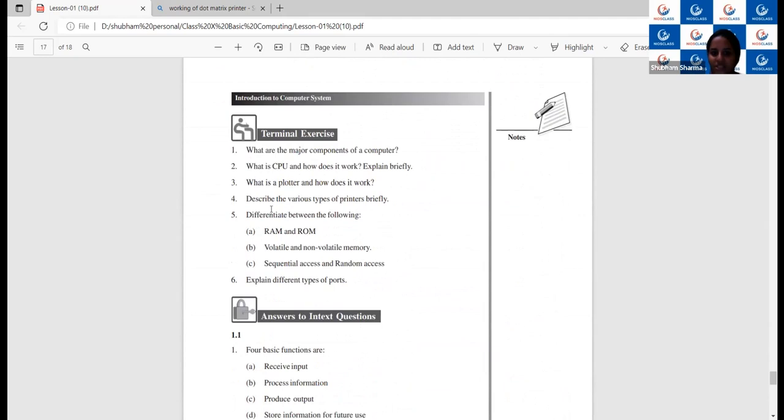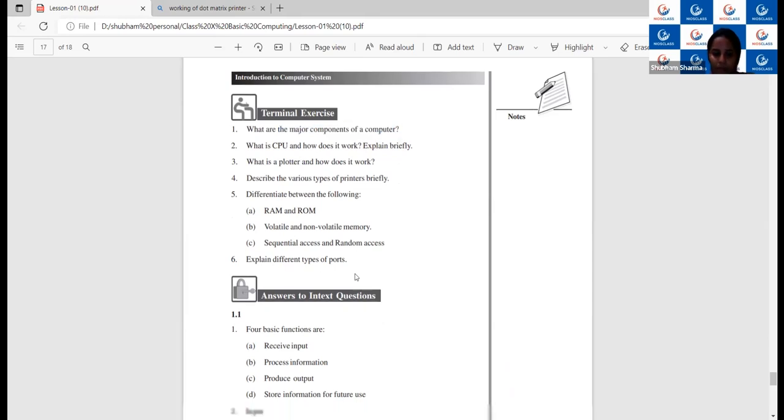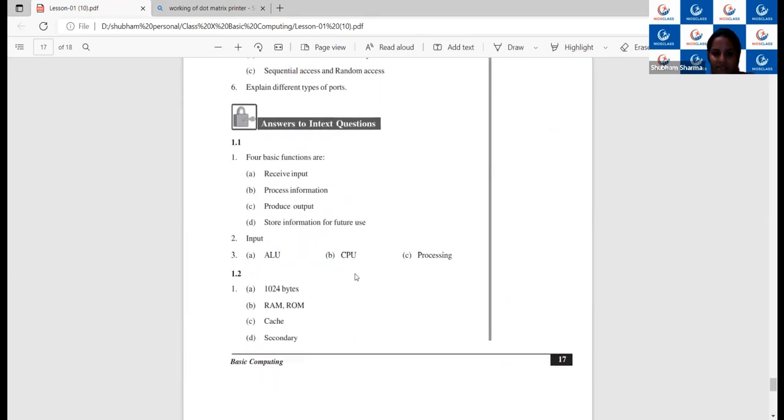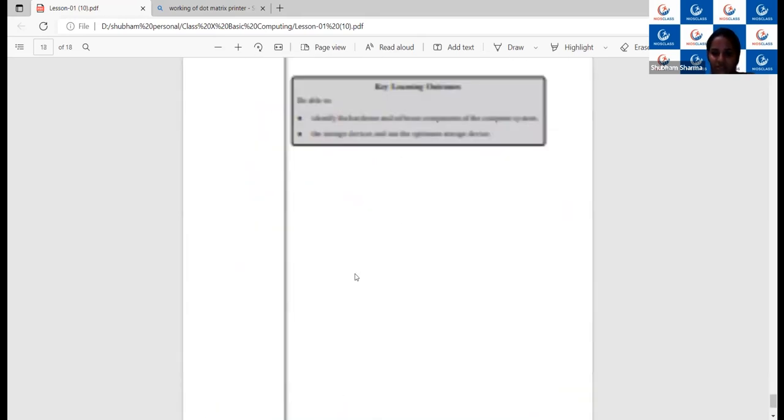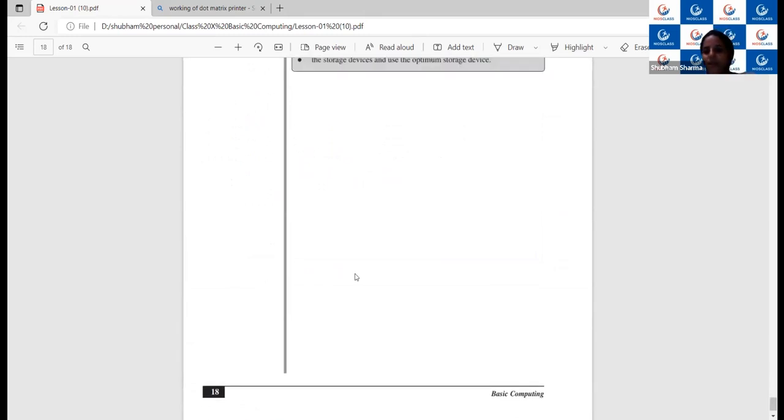See, you have a question. Discuss the various types of printers. What's a plotter and how does it work? What is a CPU and how does it work? What are the major components of a computer? So, 4 questions we have already discussed. We will discuss these tomorrow. These are the answers to your in-text questions, basically. Okay.